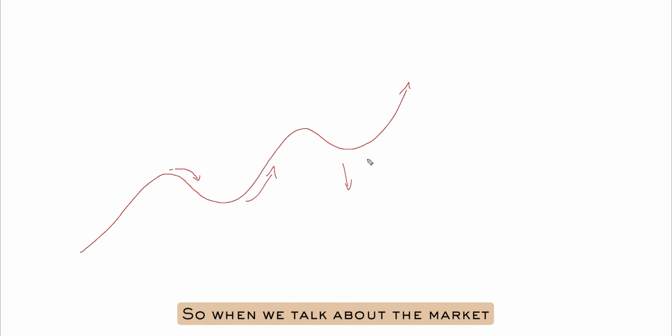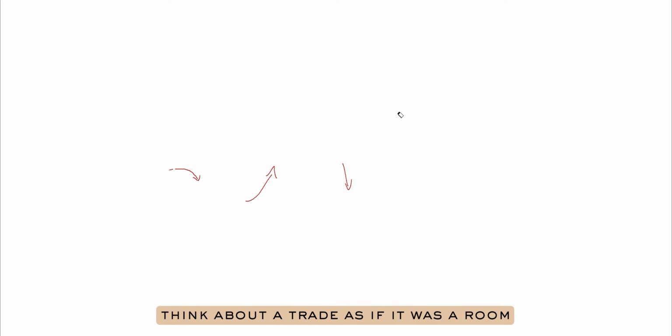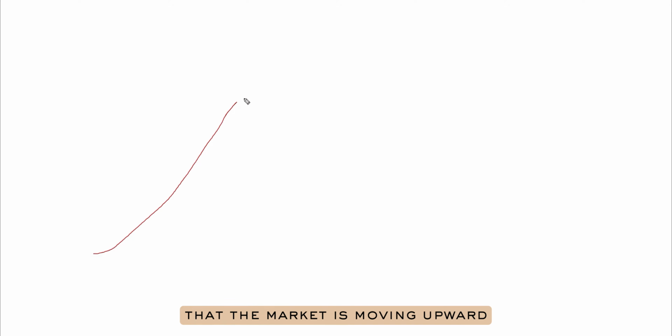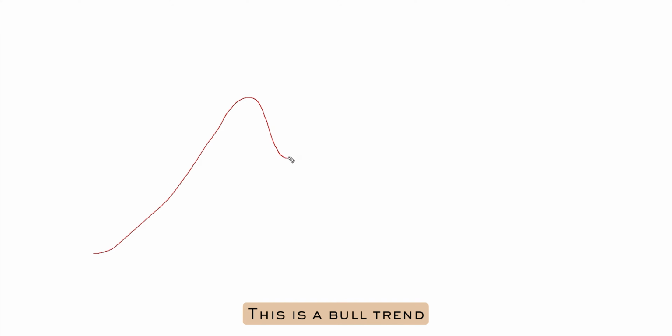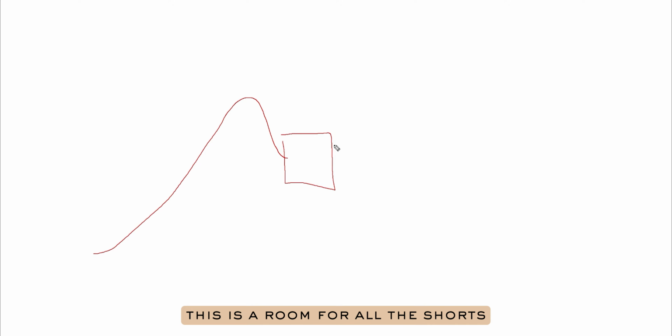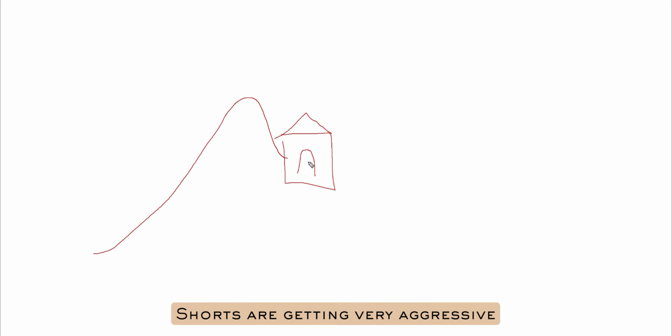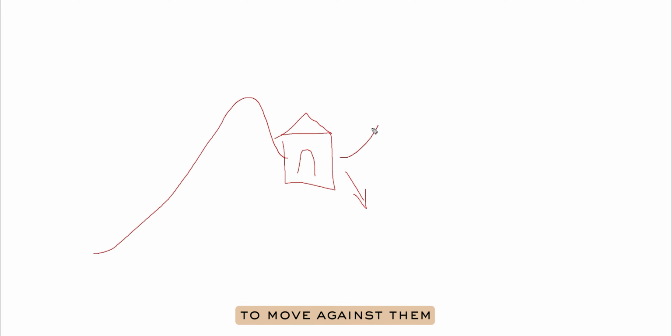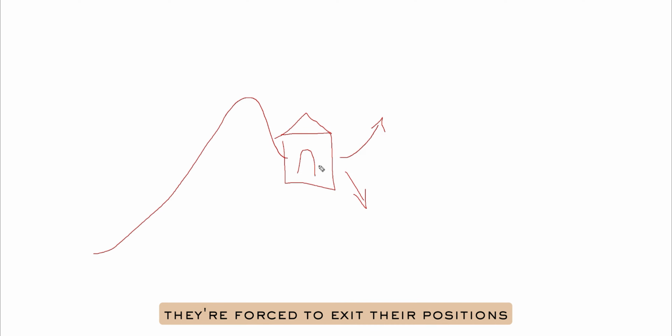So when we talk about the market getting crowded, think about a trade as if it was a room. Let's say the market is moving upward. This is a bull trend, and down here is a room for all the shorts to congregate in. This is our little room in our house. Shorts are getting very aggressive into this little room, and then as the market begins to tick against them, for all the selling pressure that they added, they were unable to move the market down. As the market begins to move against them, they are forced to exit their positions.